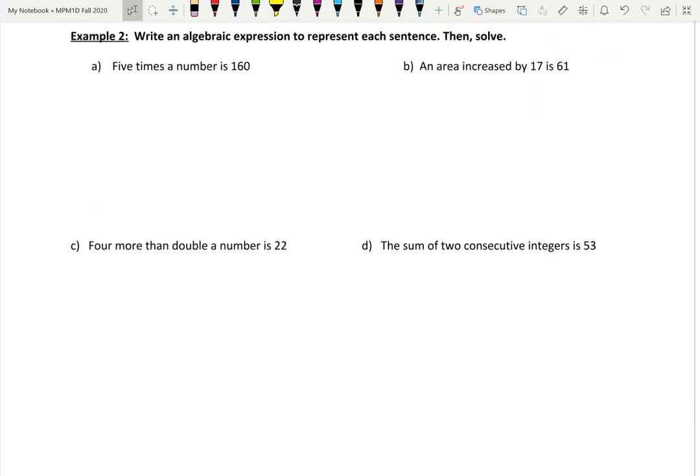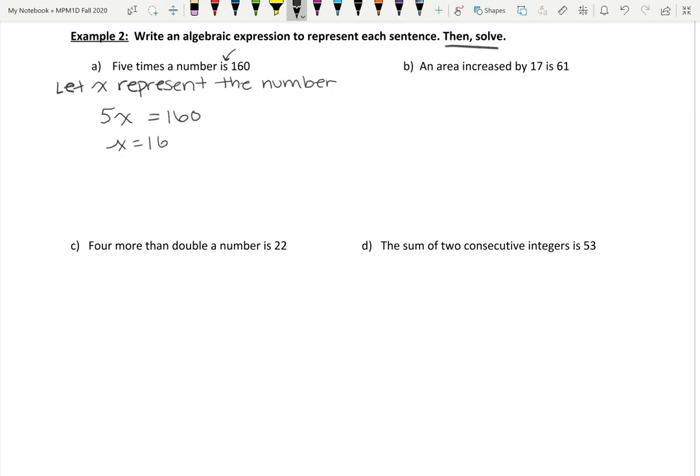Example 2, write an algebraic expression to represent each sentence. Then solve. 5 times a number is 160. I'm going to start off with my let statement. Let x represent the number. So 5 times a number is, remember is means equals, so equals 160. So 5 times a number is equal to 160. Now it's asking us to solve.